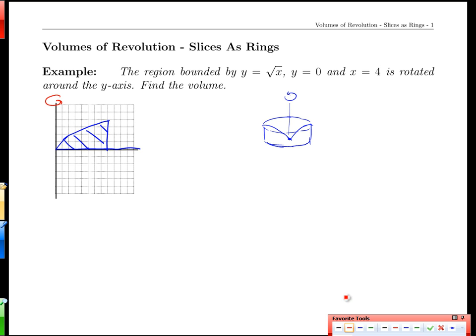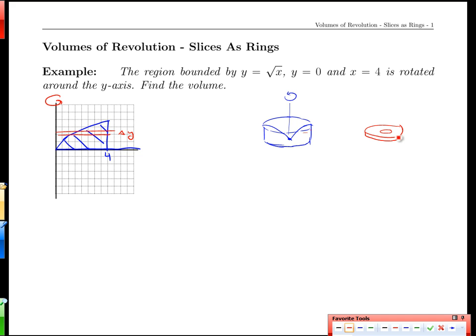Where this differs from our earlier example is what kind of shapes we get when we slice. Now, because the rotation is around the y-axis, if we slice horizontally, or parallel to the x-axis, or perpendicular to the y, we're going to get circular type shapes, but we're not going to get just circles anymore. If we slice like this, little slices delta y thick, each slice is going to look like, well, let's draw it over here, this outer boundary at x equals 4 is going to give us a constant width there, but there's going to be something missing in the center, and so we're going to have a gap.